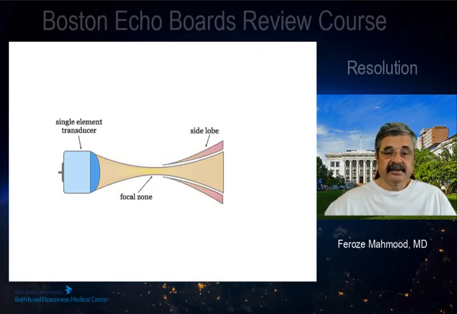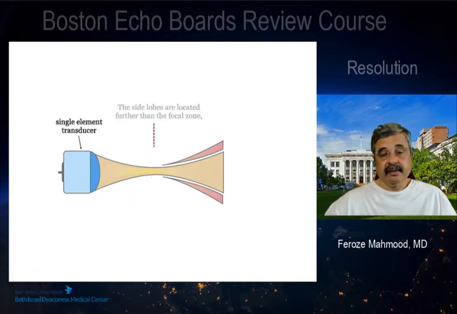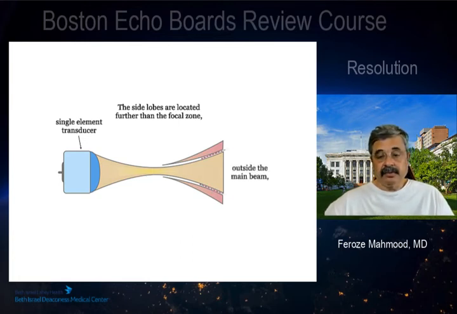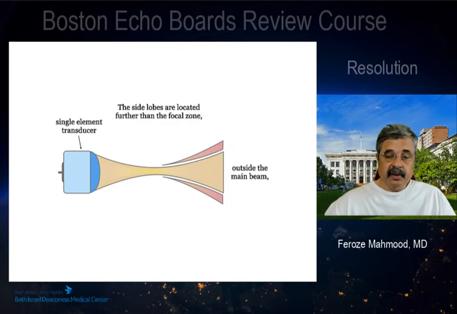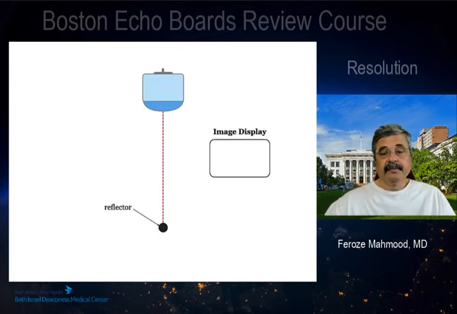Let's just say this is a single element transducer. It produces side lobes by this mechanism. This is the beam. You can see the focal zone and two side lobes because of two ultrasound pulses that are going outside the main beam. The side lobes are located further than the focal zone. That's one of their characteristics. They're not at the point of the focal zone, and they are outside the main beam. As we analyze it even more accurately, they have a much lower amplitude.